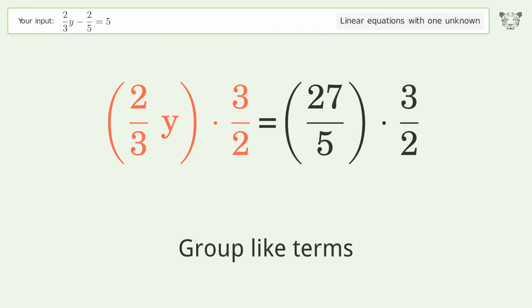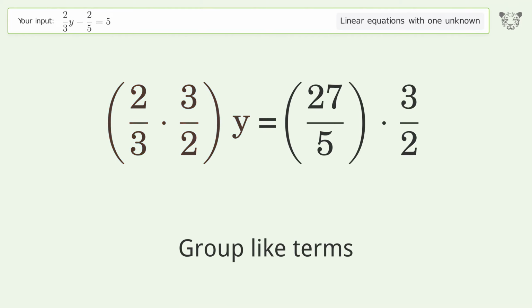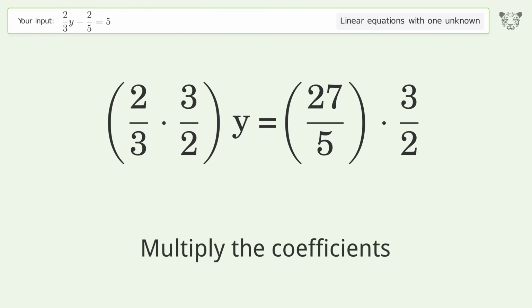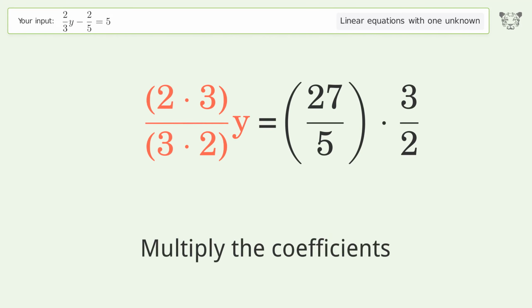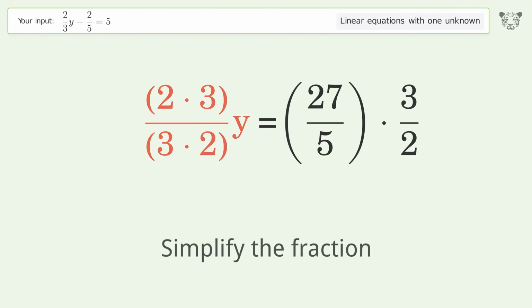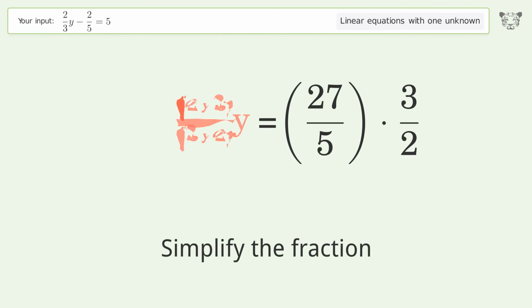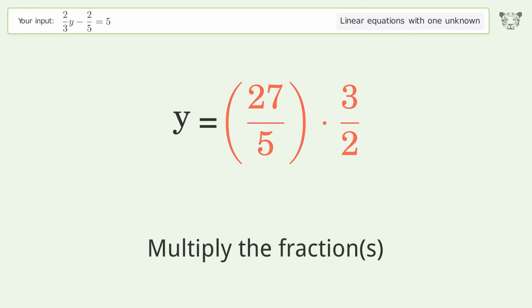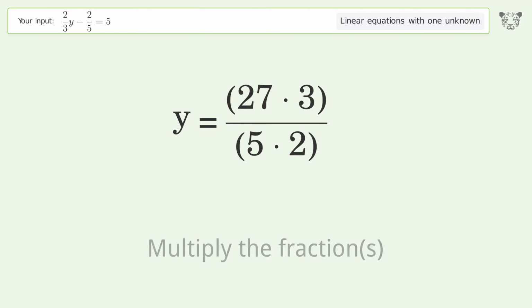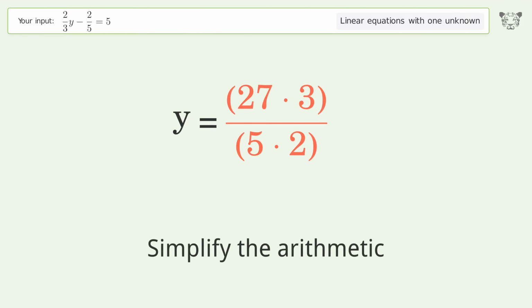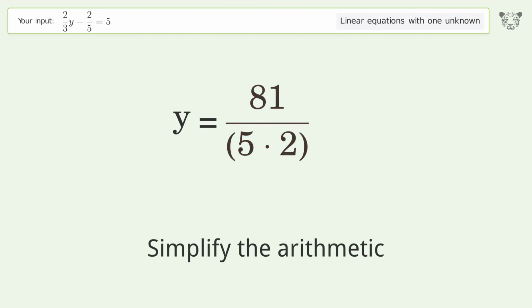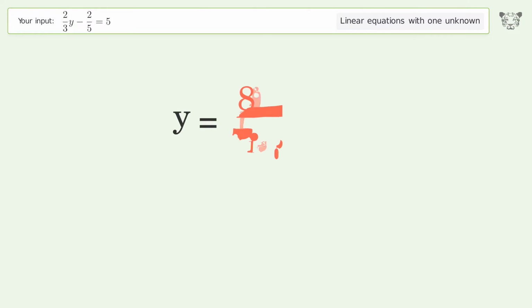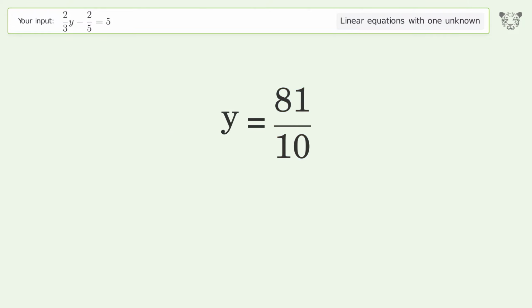Group like terms. Multiply the coefficients. Simplify the fraction. Multiply the fractions. Simplify the arithmetic. And so the final result is y equals 81/10.